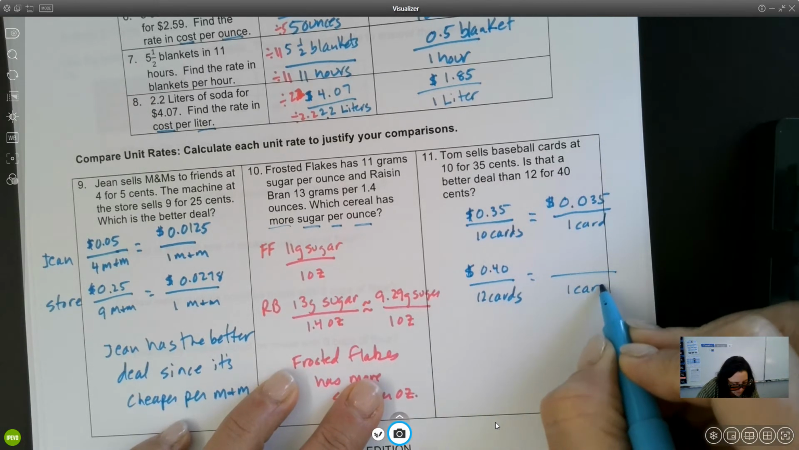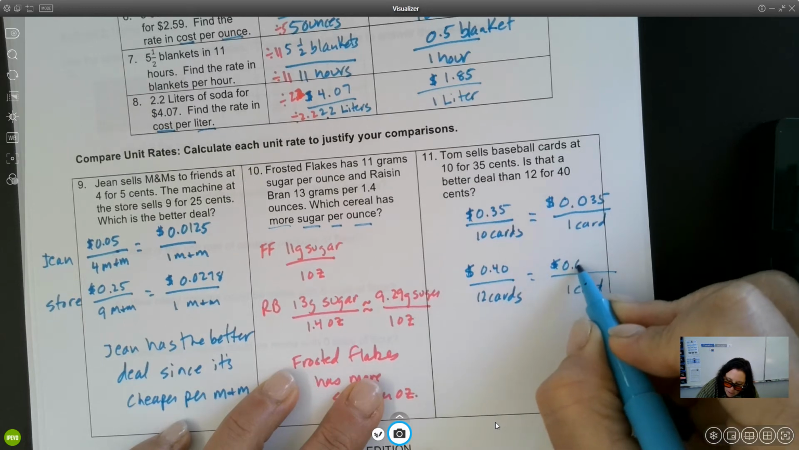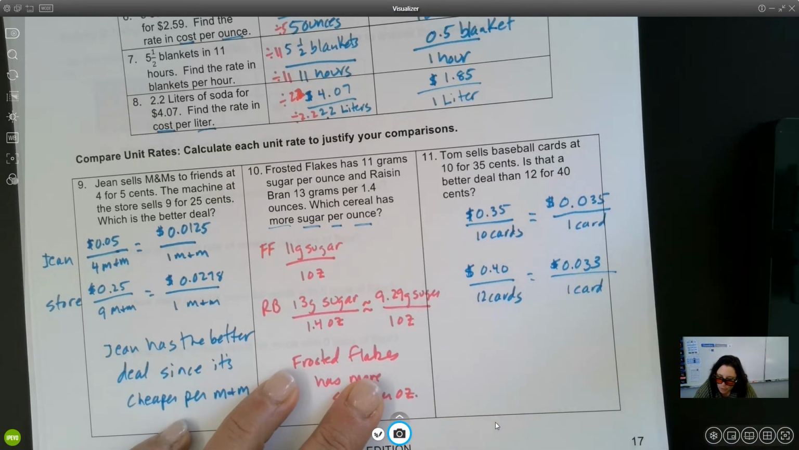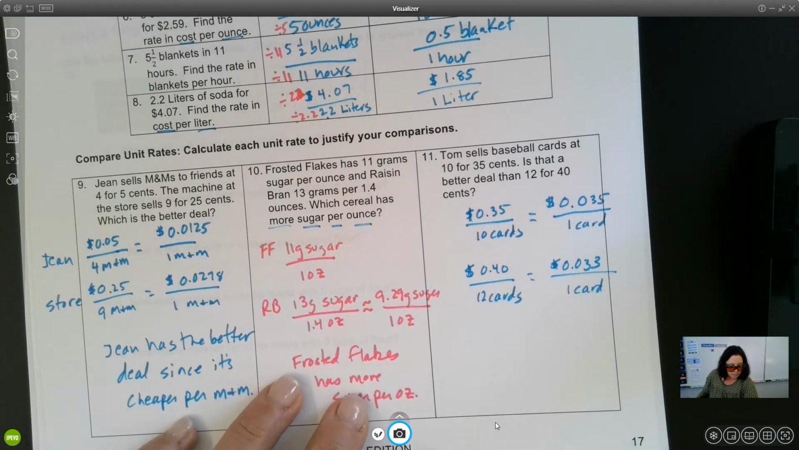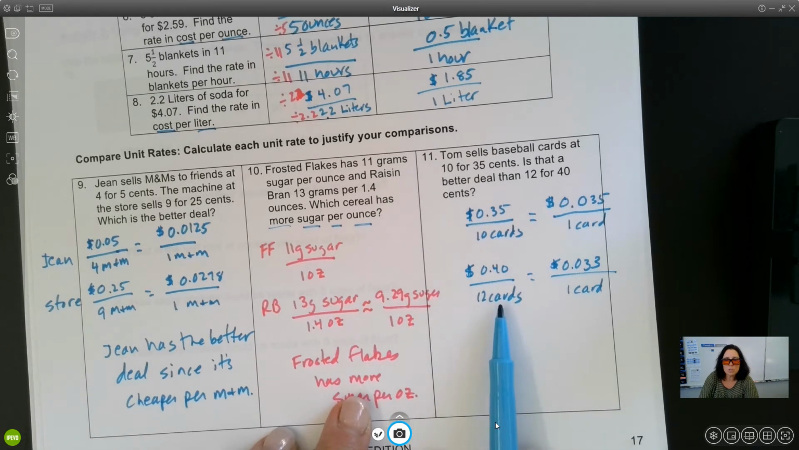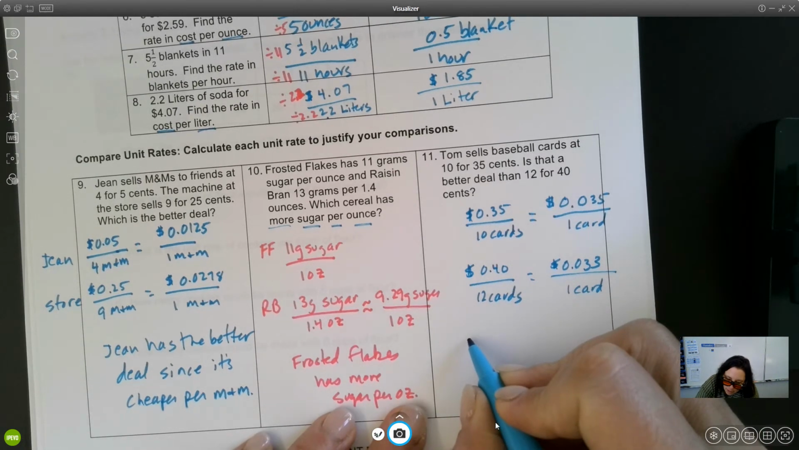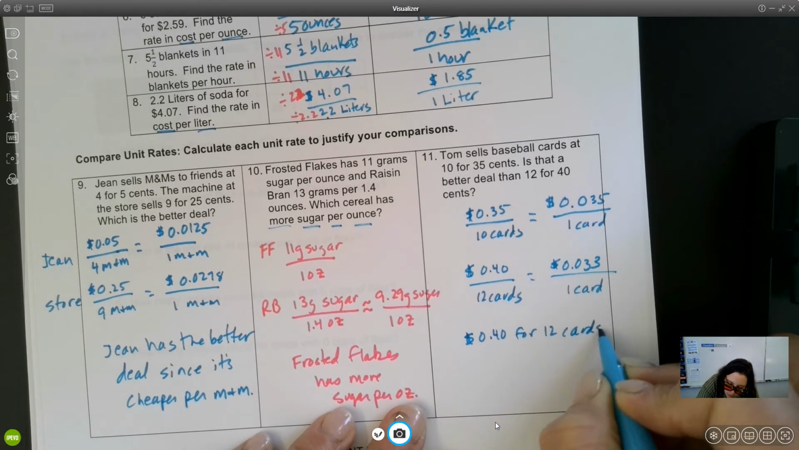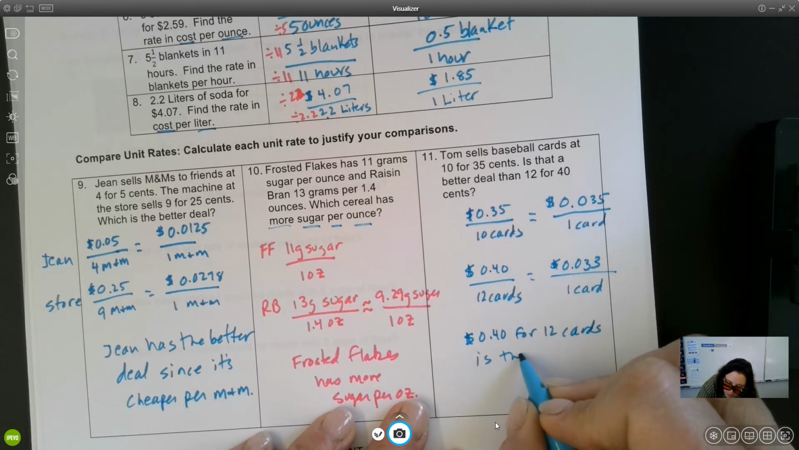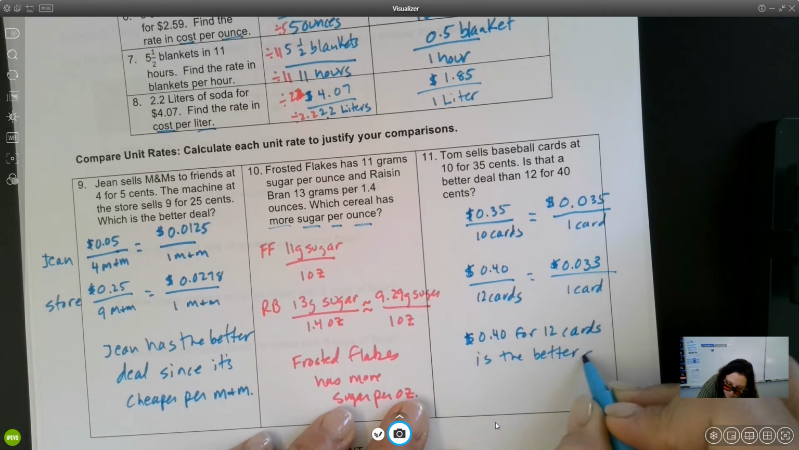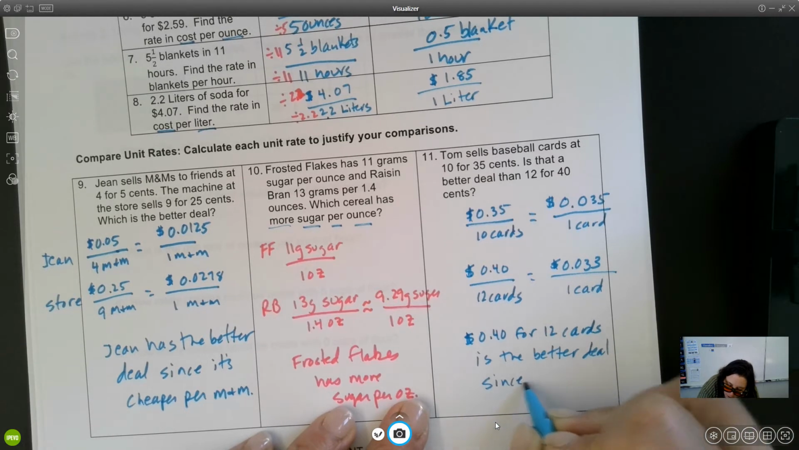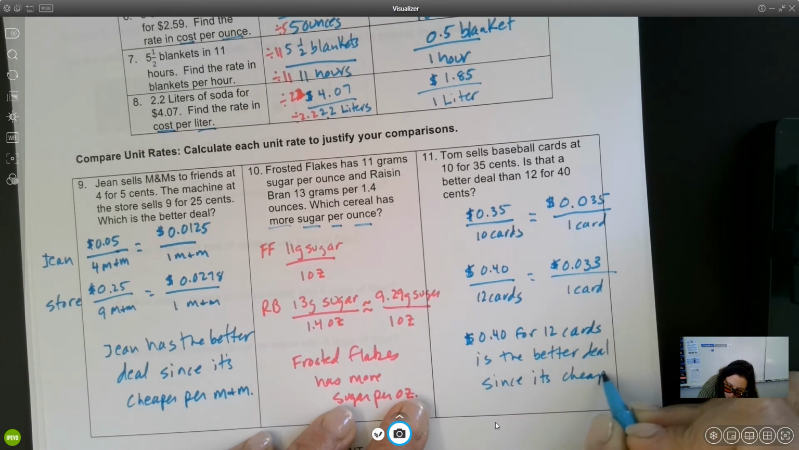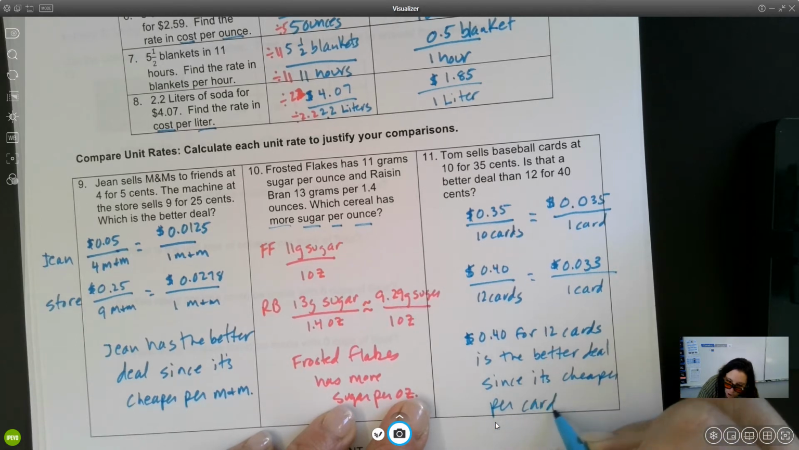That's going to be 0.033 cents for one card. Okay, so the better deal is going to be paying 40 cents for 12 cards because it's cheaper per card. That's your reason. Okay, so 40 cents for 12 cards is the better deal since it's cheaper per card.